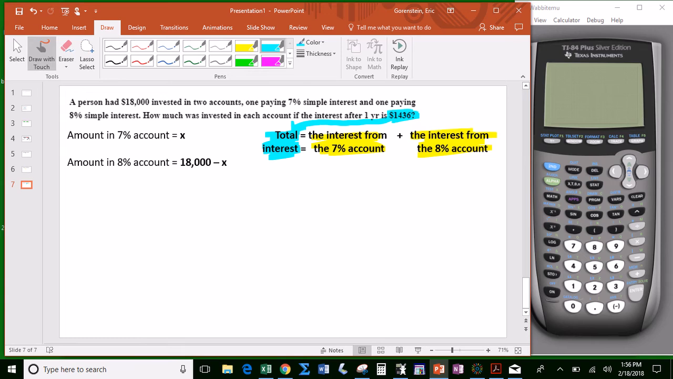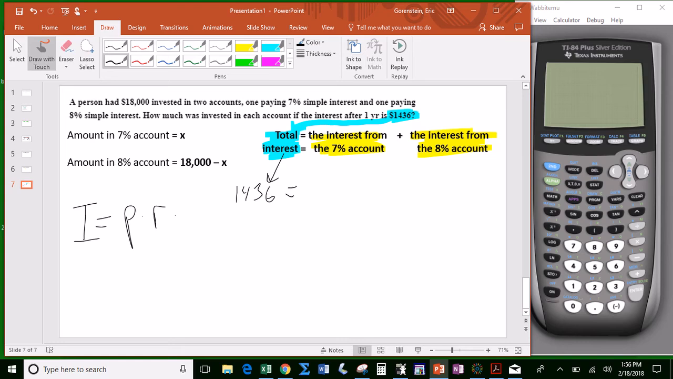All right, so let's see. At this point, we could translate this directly into a mathematical equation using the formula I equals P times R times T. In this case, time is 1, so interest is just principal times rate. Basically, 7% of the total amount invested is the interest coming from the first account, and 8% of the total amount invested is coming from the second account. So let's put this into a formula. The total interest we know, that's the 1436.